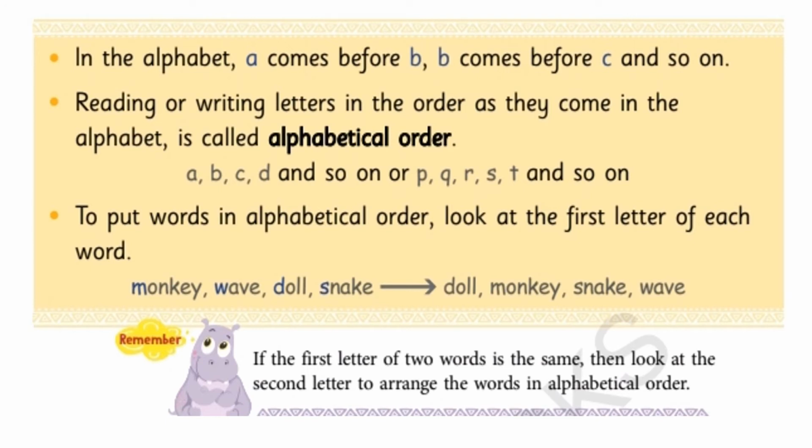Now to put in alphabetic order, we'll first see the first letter. So here D comes first. So the first word will be doll. The next will be M, monkey. Second word will be monkey. The third one is S, snake, and the last is W, wave. But children, if the first letter of two words is the same, then what will you do? Then you will look at the second letter to arrange the words in alphabetic order. So we'll do few exercises.